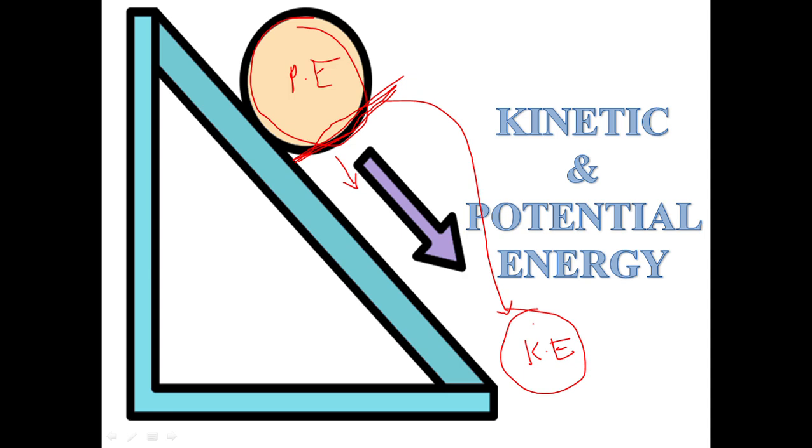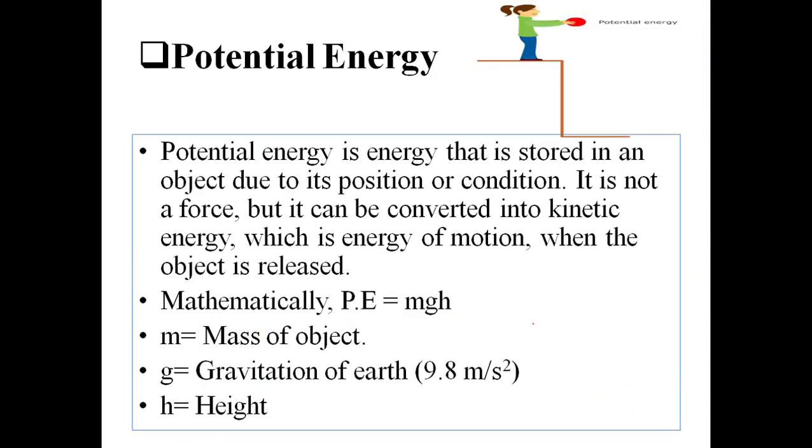Any object which is held in some position or condition possesses some energy which is called potential energy. If you pull the arrow in a bow, that arrow will possess potential energy. When it is released, it will convert to kinetic energy and go strike some object.